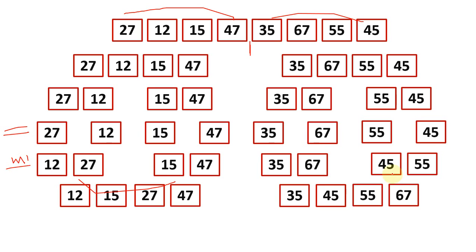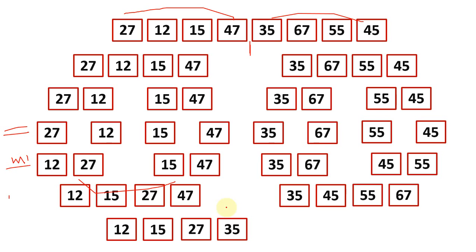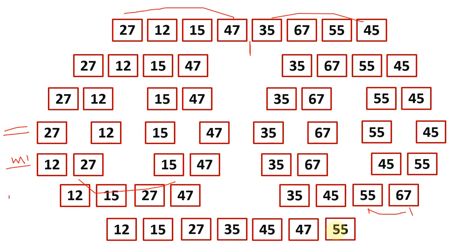Next, the lists are merged and reduced to 2 lists. Each list has 4 elements. These are sorted lists, of course. 12 and 35 are compared, 12 will be here. 15 and 35, 15. 27 and 35, 27. 47 and 35, so 35 will be here. 47 and 45, 45 will be here. 47 and 55 will be compared, 47 will be here. When 45 is taken, this list is exhausted, meaning there is no element left to compare. So only 2 elements will remain, 55 and 67, and these will be placed directly. So this is nothing but merge sort. I hope you have understood this. So try it once.